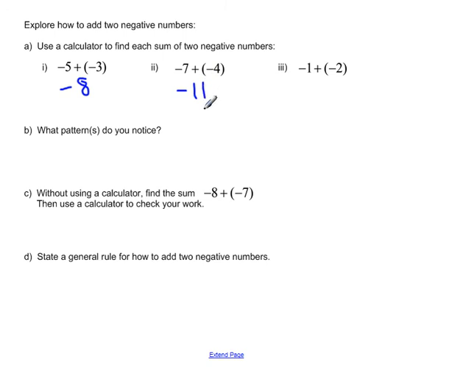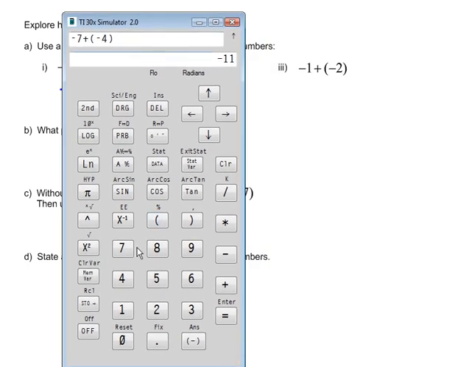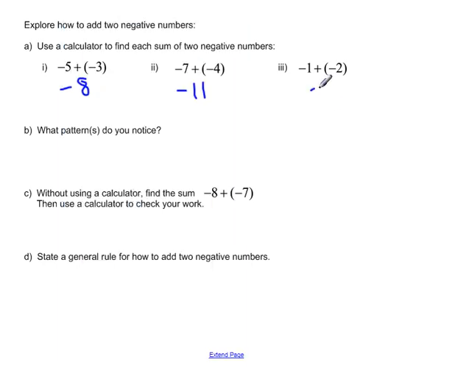Now are we seeing any patterns yet? So -5 plus -3 was -8. -7 plus -4 is -11. Well, I'm seeing some patterns, but let's do the last one and then see what we've got. Okay, so our last one, -1 plus a -2. And this time I'm not going to use parentheses. And we end up with -3.